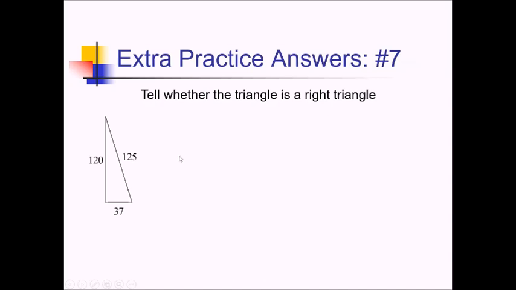To determine whether or not this is a right triangle, we're going to see if these side lengths satisfy our Pythagorean theorem. A squared plus b squared equals c squared. So a and b are going to be the smaller two sides, and then c has to be the longest side because it's the hypotenuse. So I can write 37 squared plus 120 squared equals 125 squared, question mark, because we don't know if this is actually true. We're testing it.